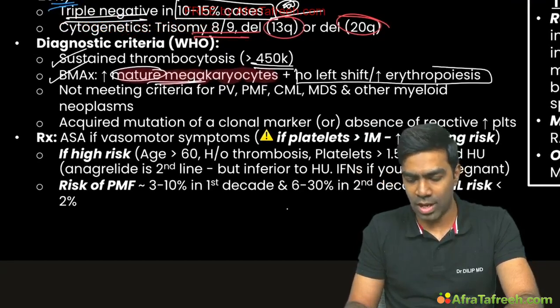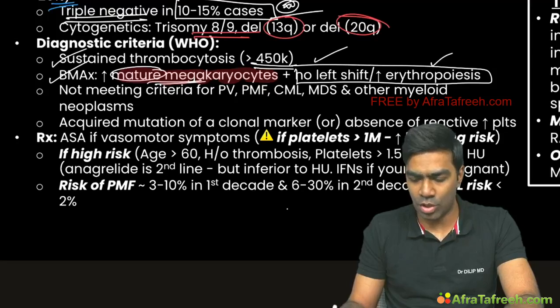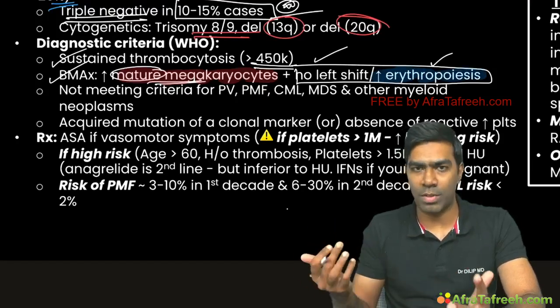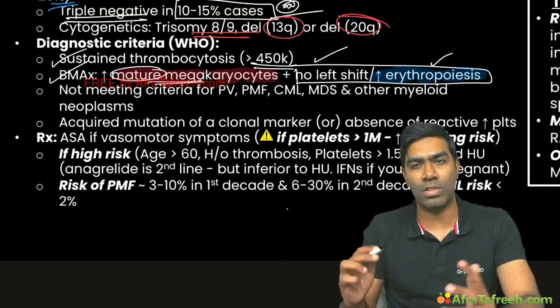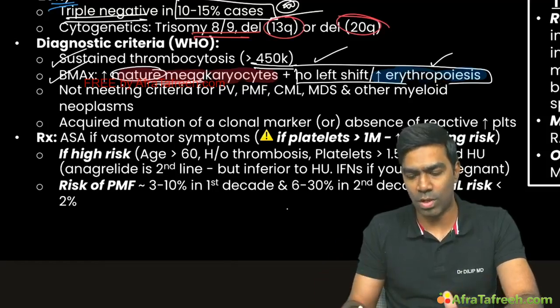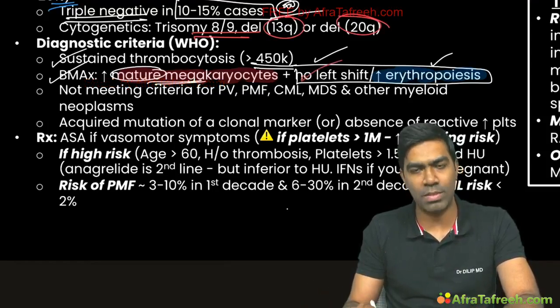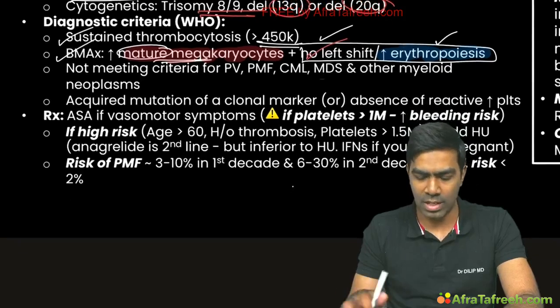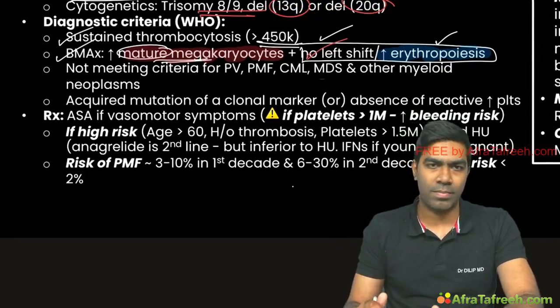Plus, you should not have any left shift to rule out CML. Plus, you should not have increase in the erythroid precursors to rule out polycythemia vera, because in polycythemia vera also there could be increase in the number of megakaryocytes in the bone marrow because of pan-myelosis. That's why to rule out polycythemia, you have to prove that the patient is not having increase in the erythroid precursors. There's no erythroid hyperplasia. Plus, at the same time, there should not be any left shift and increase in the number of your myeloid precursors to rule out CML.